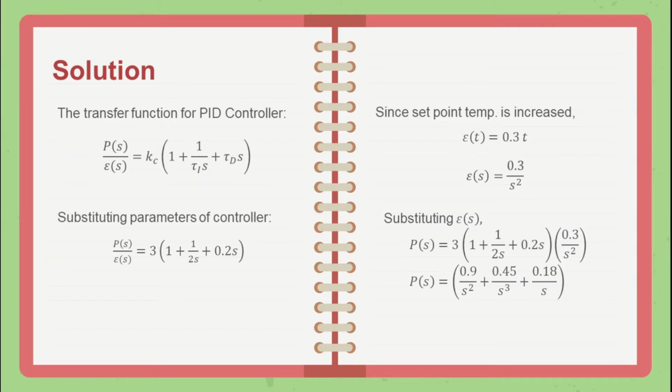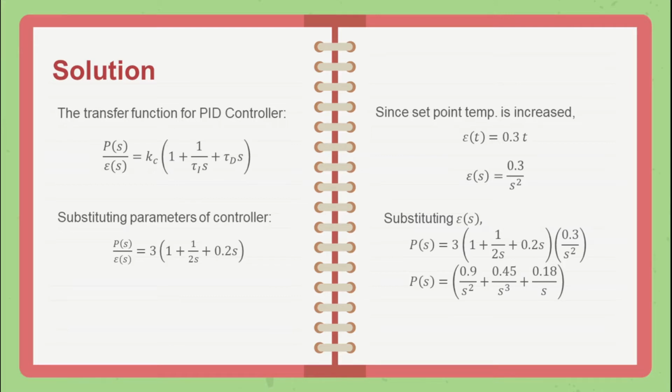So to solve this problem, we will be utilizing the transfer function derived from the lecture video for the PID controller, which is P of s over epsilon of s equals the proportional gain times the quantity of 1 plus 1 over tau I s plus tau d s. Substituting the parameters of the controller, we have P of s over epsilon of s equals 3 times the quantity of 1 plus 1 over 2s plus 0.2s. And since the set point temperature is increased at a rate of 0.3 degrees Celsius per minute, our epsilon of t will be equal to 0.3t.